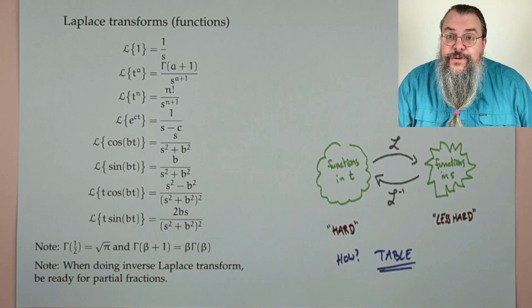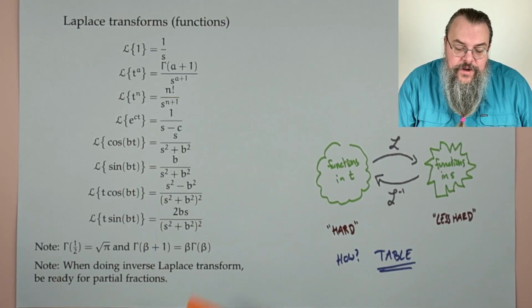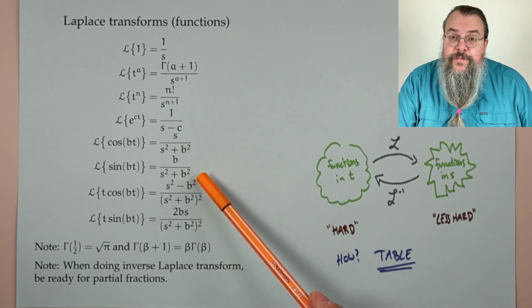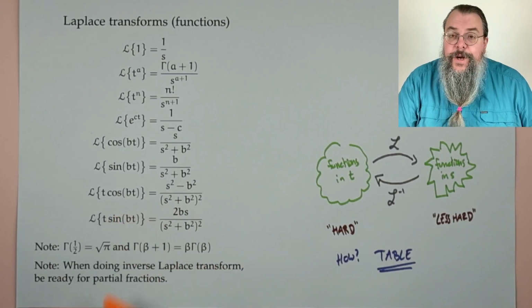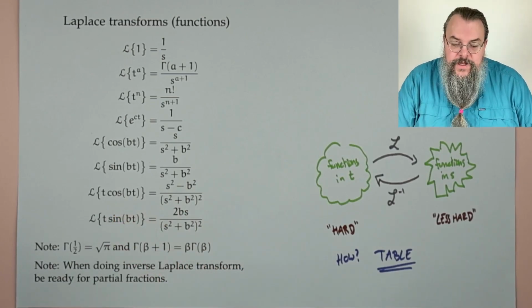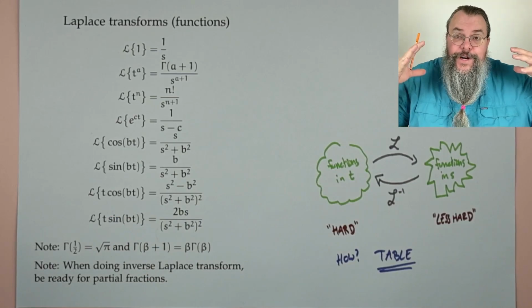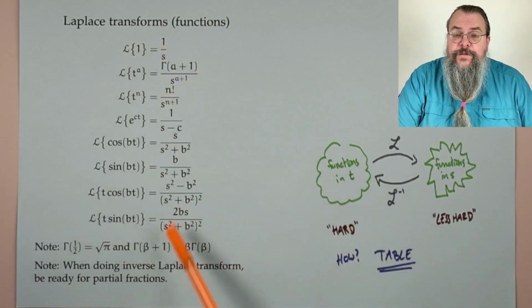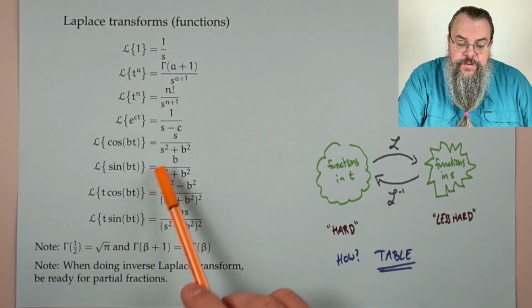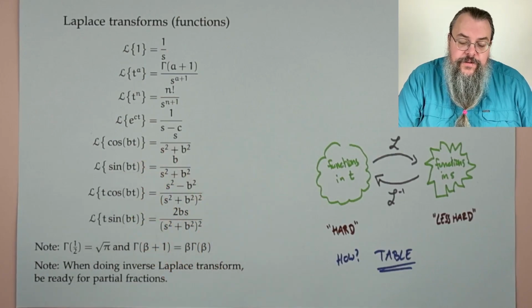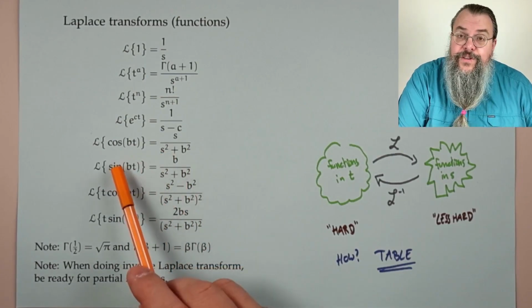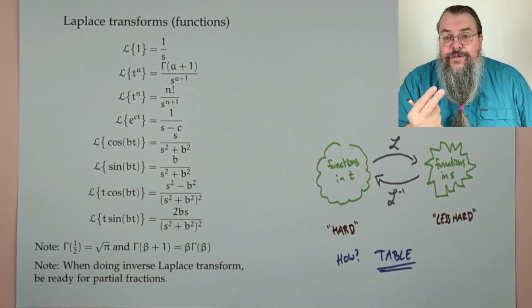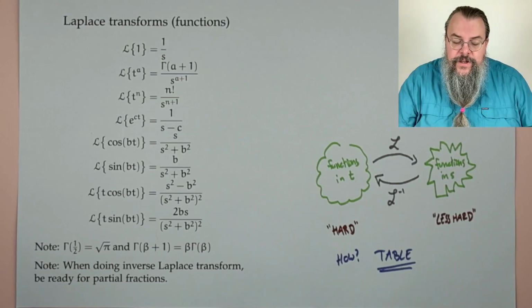And no surprise, they are fairly similar. Cosine: s over s squared plus b squared. Sine: b over s squared plus b squared. We can even add factors of t as well, and we'll talk about how we do that in general. So, all right, we have our functions. Notice we've written this in terms of Laplace, but we could also have written it in terms of inverse Laplace. So, for example, the inverse Laplace of s over s squared plus b squared is cosine bt. So there's really a pair of rules: for each rule for Laplace, there's a rule for inverse Laplace. So, all right, there we go.